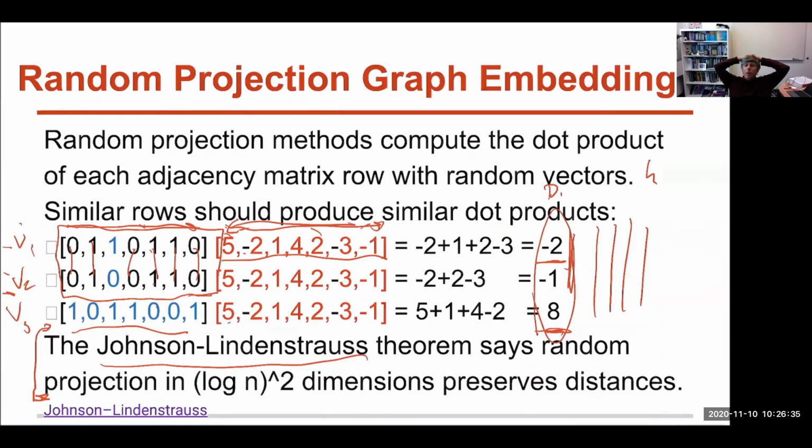Any questions about graphs or embeddings or nearest neighbor methods or anything like that before I move on? Okay.